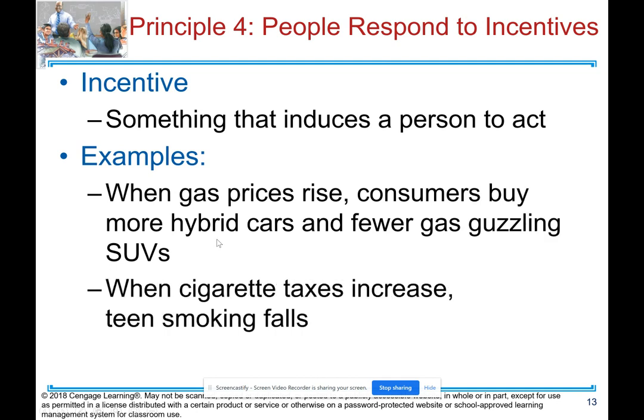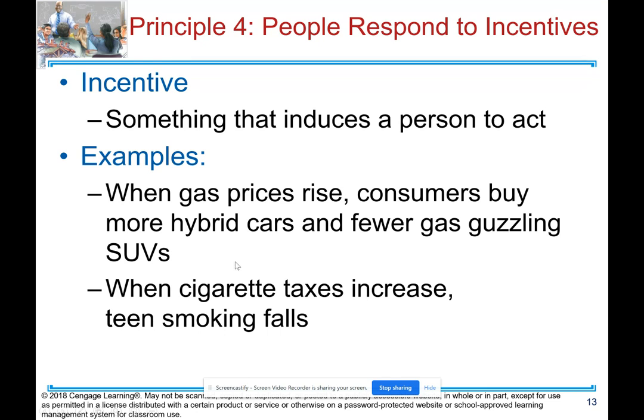Principle number four, people respond to incentives. An incentive is something that induces a person to act. For example, when gas prices rise, consumers buy more hybrid cars and fewer gasoline SUVs. When cigarette taxes increase, teen smoking falls.